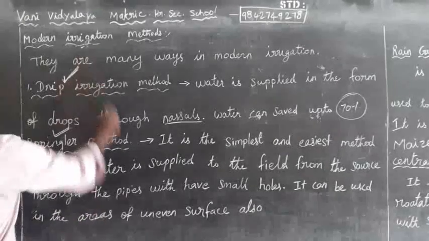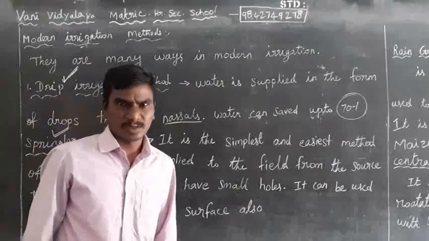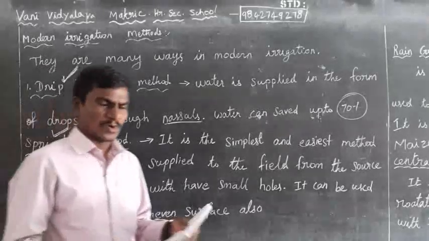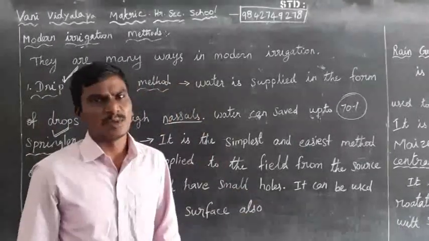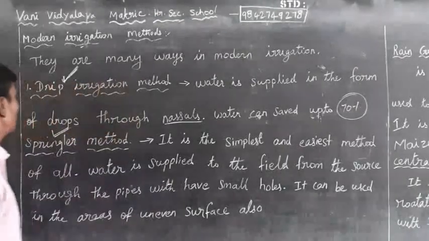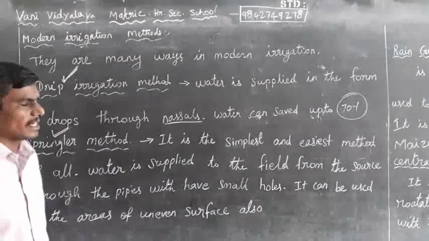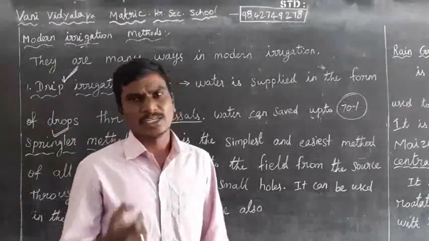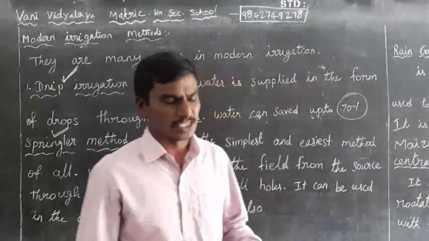First one is the drip irrigation method. In this method, water is supplied in the form of drops through the nozzles, and 70% of the water can be saved.